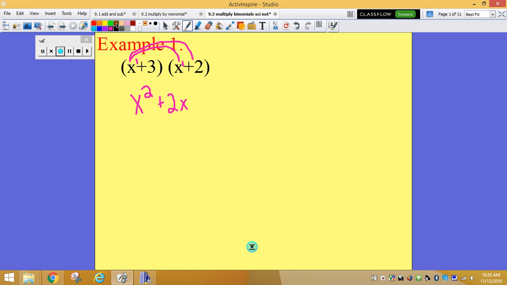I'm going to do the exact same thing with the 3. I'm going to multiply it here, and I'm going to multiply it here. 3 times x is 3x. 3 times 2 is 6.